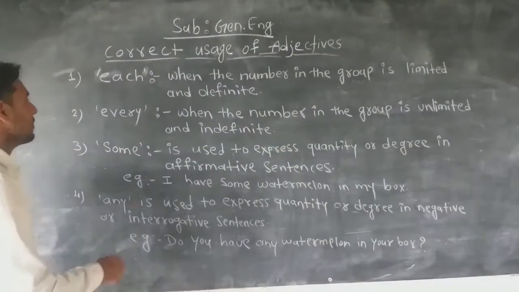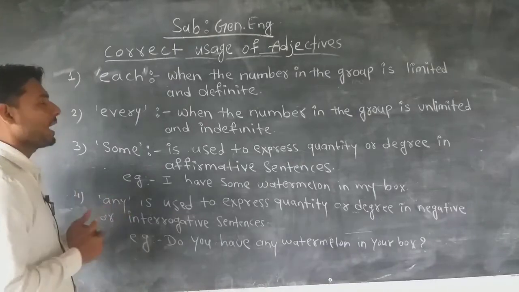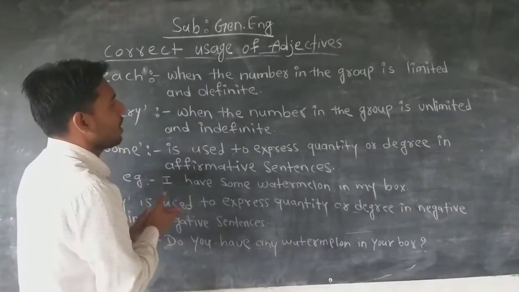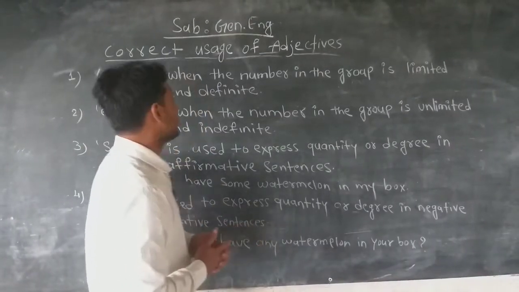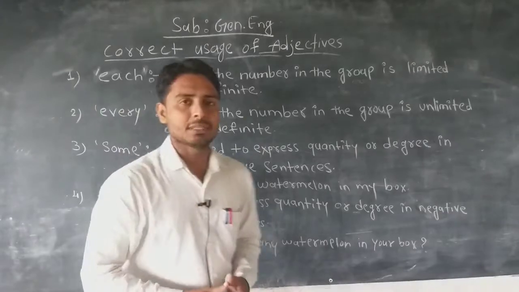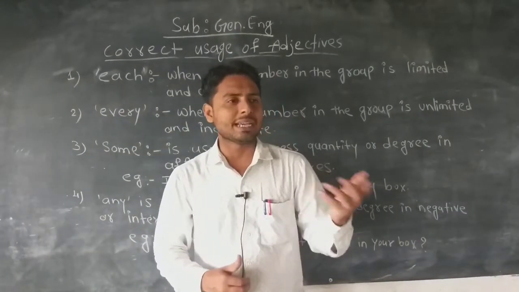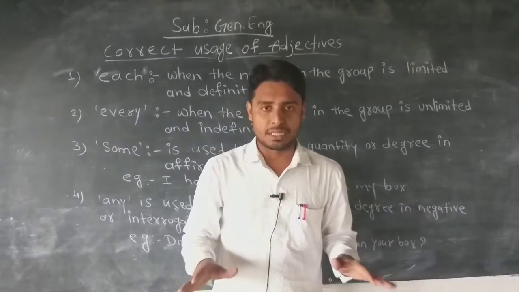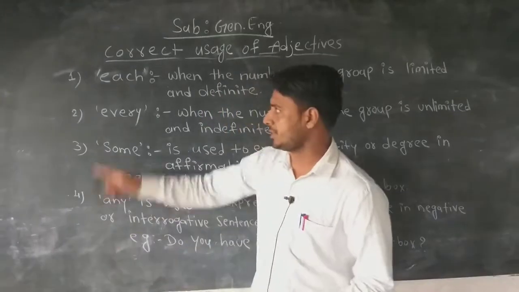First, I am going to tell you about each. What is each and how we can use each in our sentences. First, the definition you can see on the board. When the number in the group is limited and definite, means we can easily define the group and we can easily count, means there are limited persons and limited things, we can easily use each.